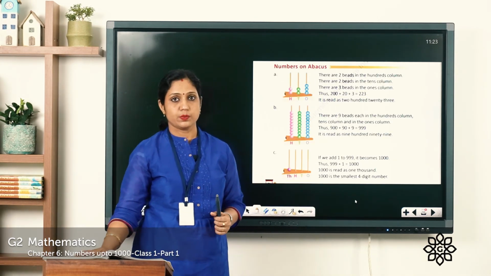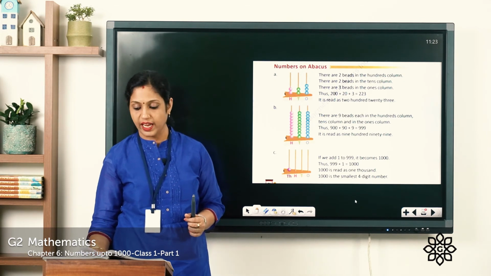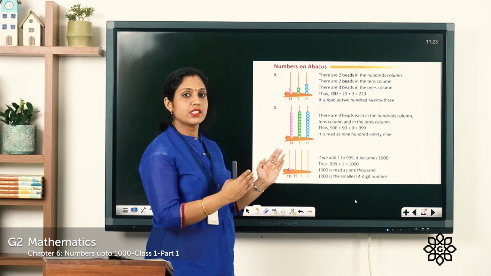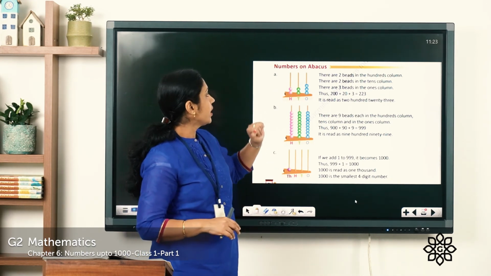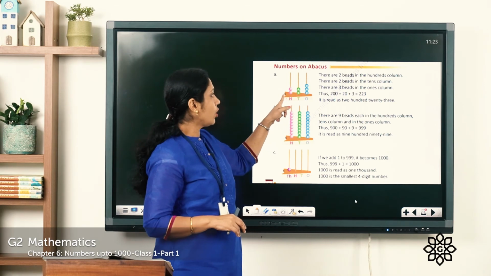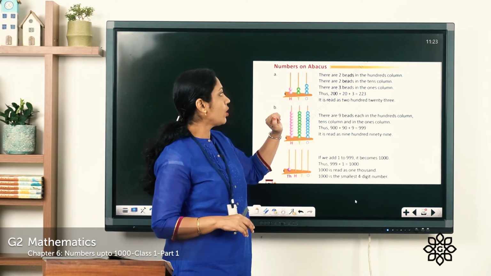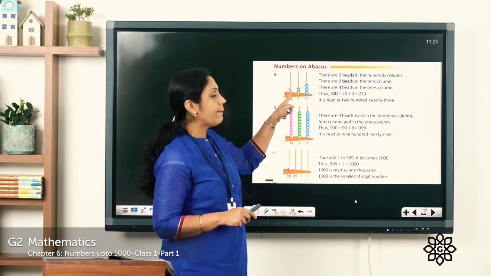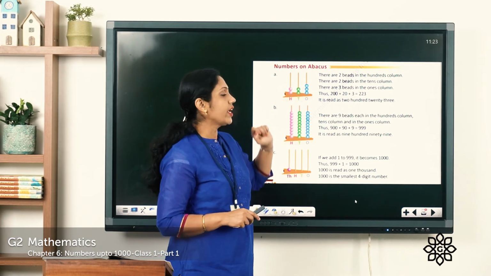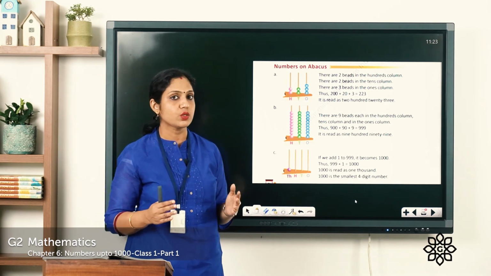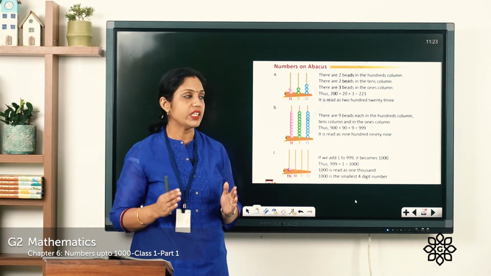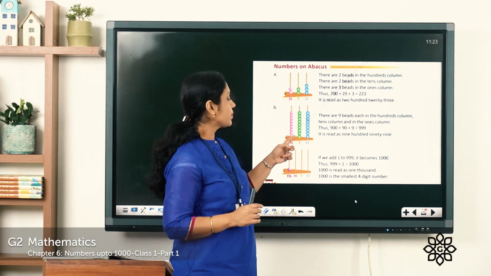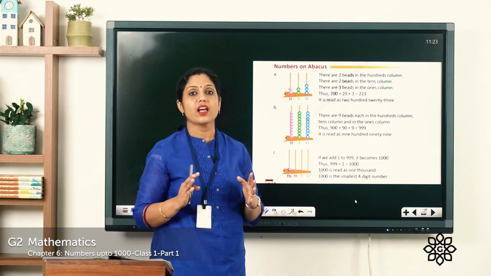This is there in your textbook, page number 78. So here you can see an abacus. Here also hundreds, tens and ones are represented. See the A: there are 2 beads in the hundreds column. There are 2 beads in the tens column. There are 3 beads in the ones column. So how can we write it? As 200 plus 20 plus 3, and the number is 223. So how do we read it? 223.